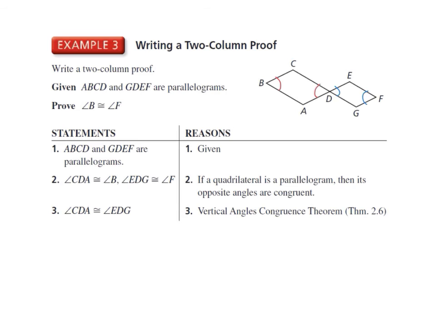So I went ahead and marked the 2 pictures based on statements 2 and 3 with different colored arc marks. And what we want to realize is that since we just said that this angle is equal to this angle, so red equals the blue by the vertical angles theorem, then what can we conclude about angle B and angle F? That they are also congruent to each other. And that's our final conclusion statement, angle B congruent to angle F, which is what we were trying to prove. And we can say this is true because of the reason, the transitive property of congruence.